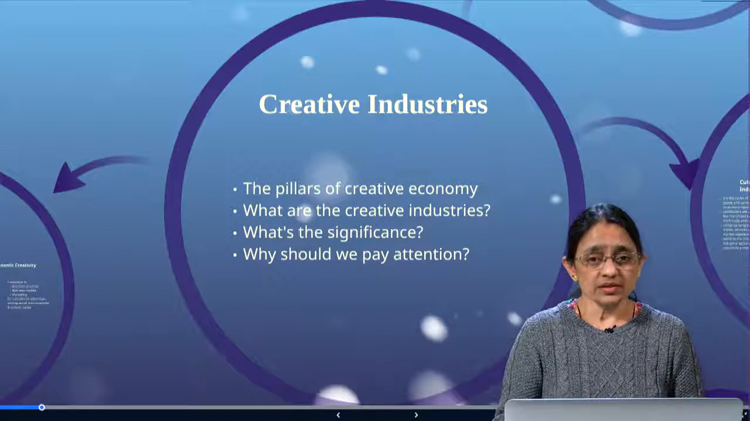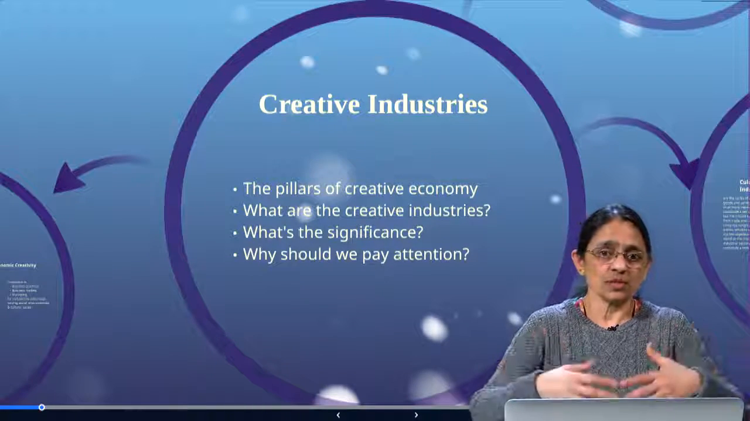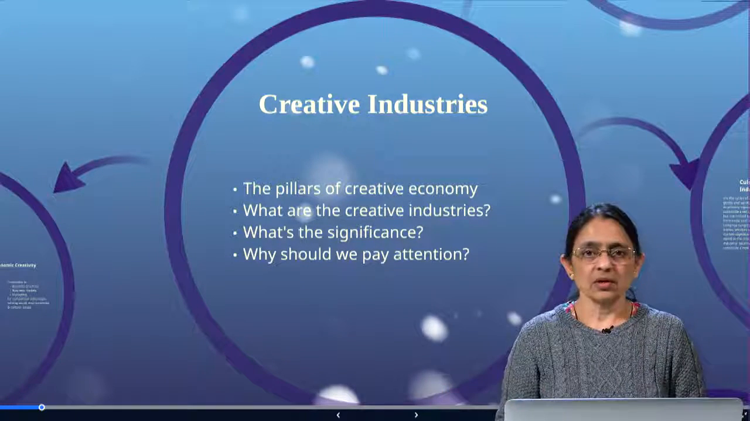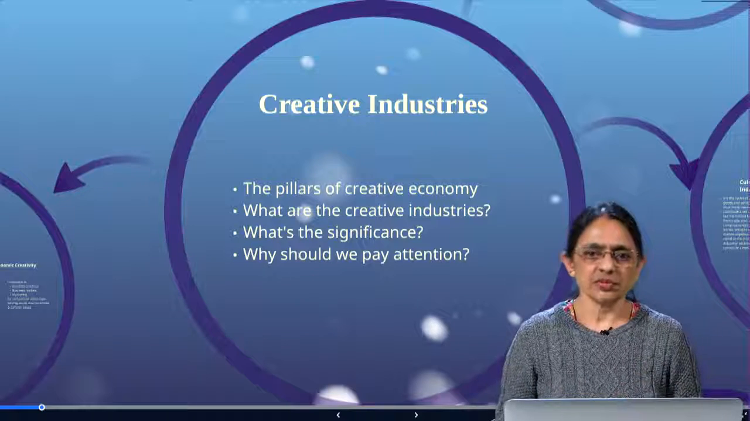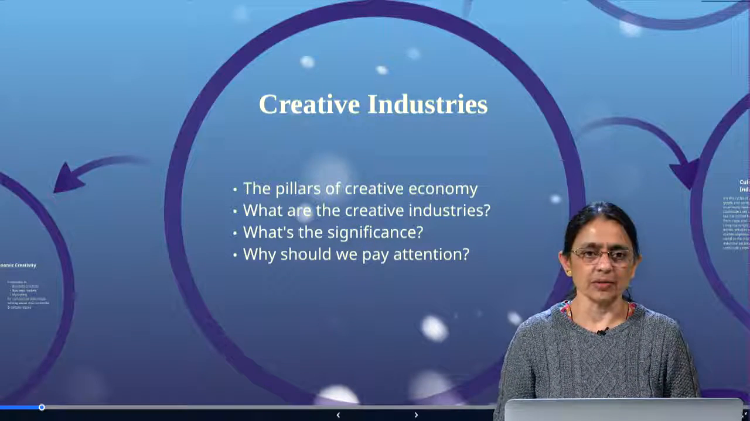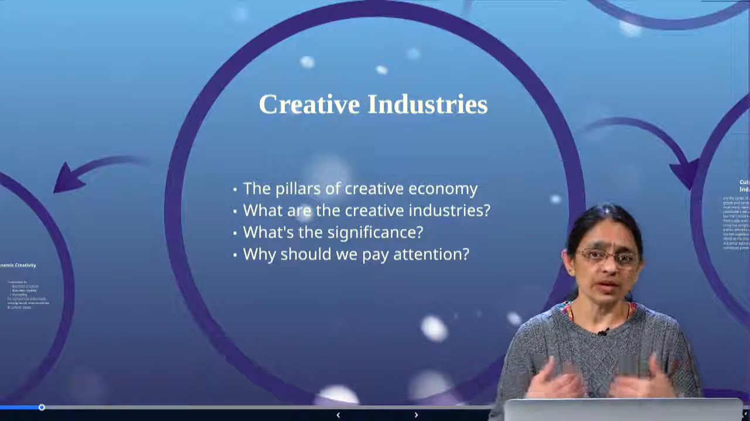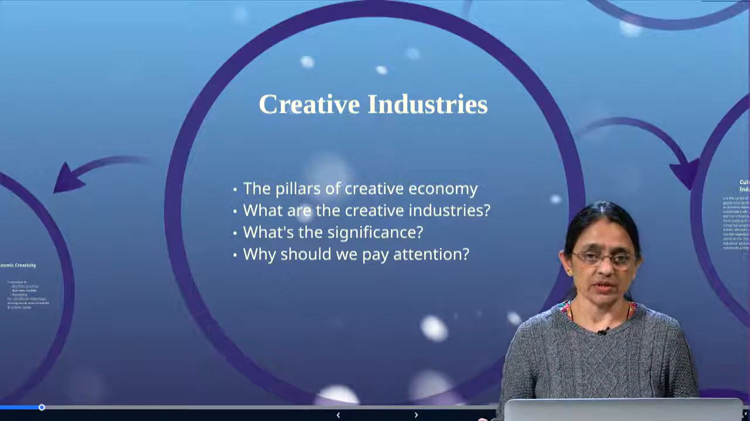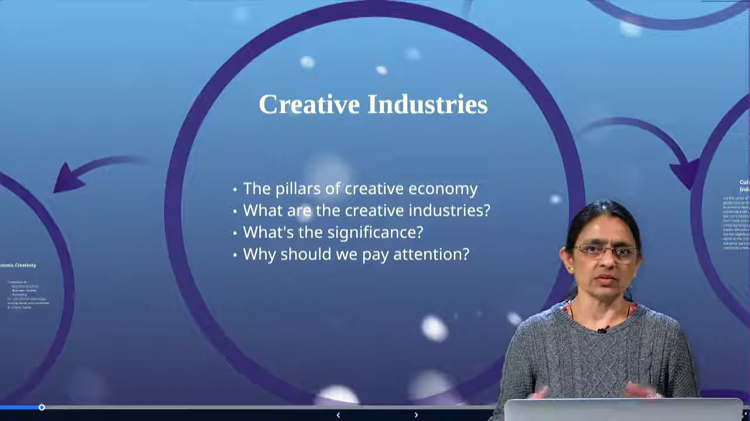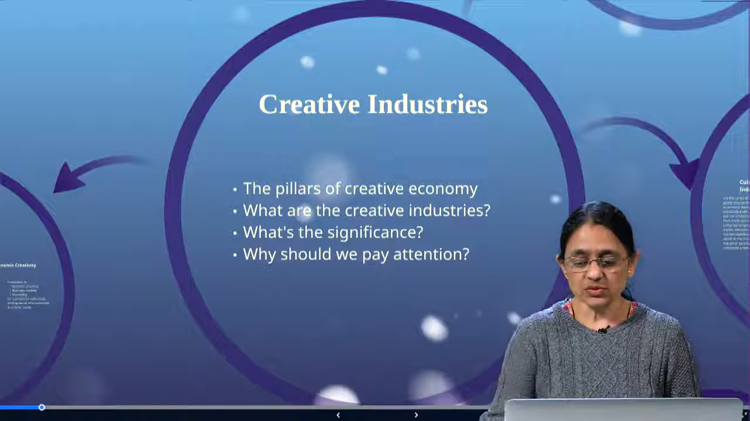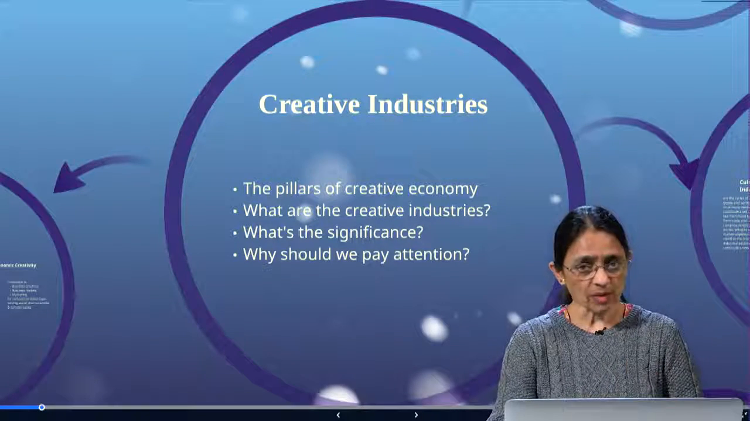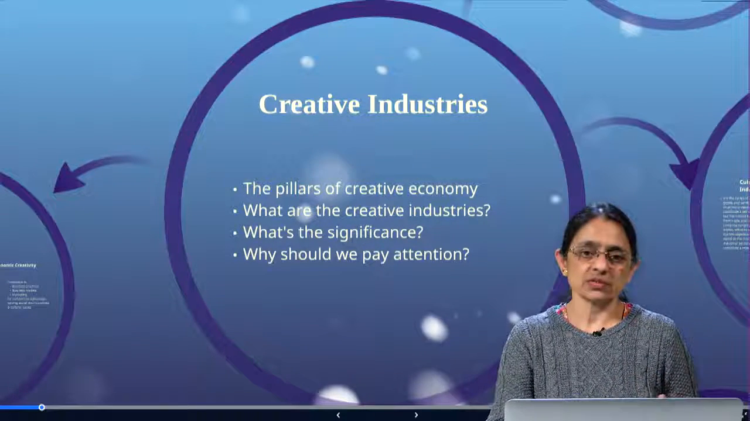What are the creative industries? How do we define them? What's in, what's not in? What's the significance of creative industries and creative economy? And why should you and I pay attention to the creative economy? Why is it so important now? Those are the things we'll try and understand, to get a vocabulary that we can use for the rest of our course.